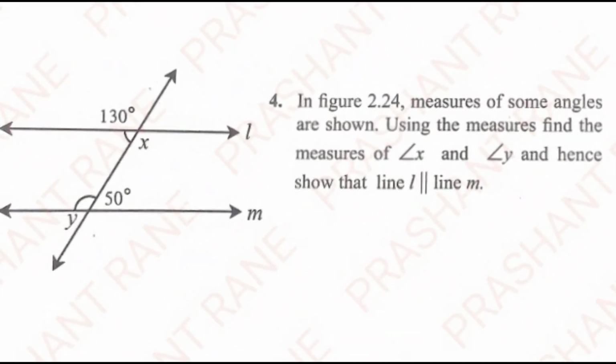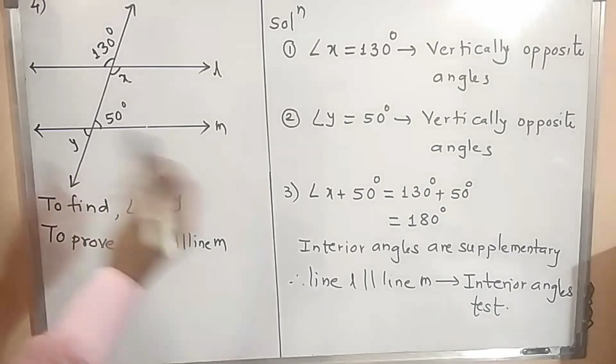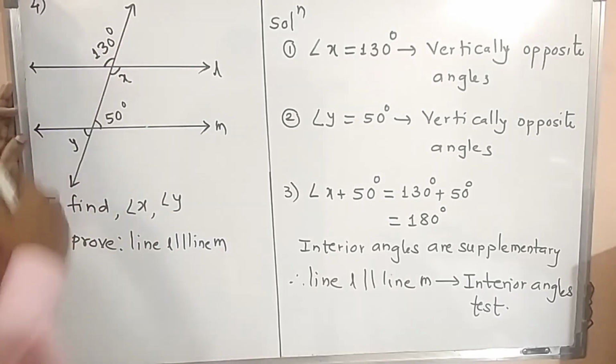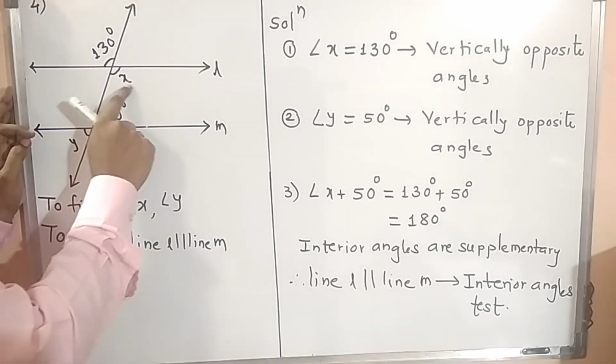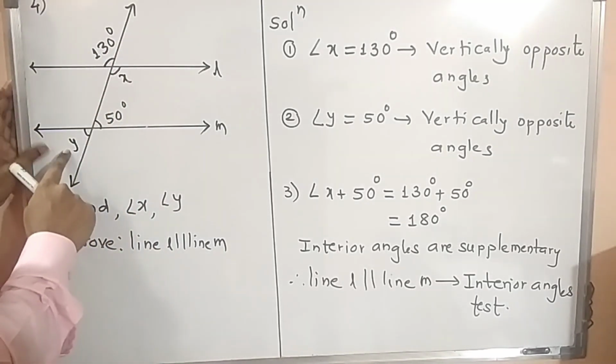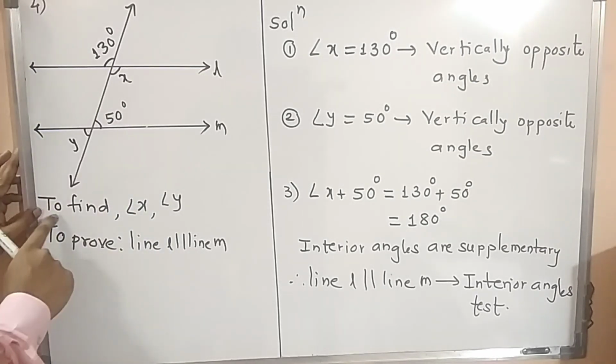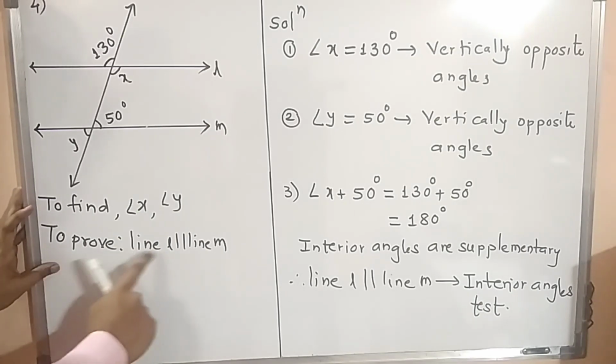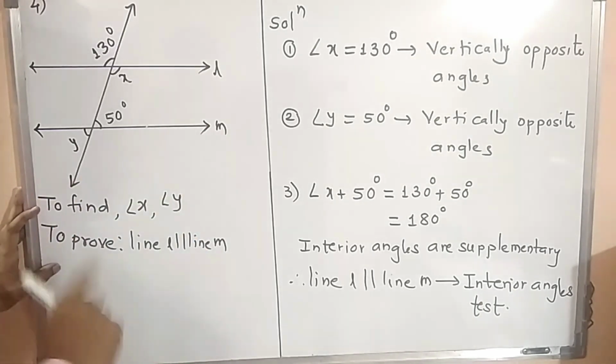Question number 4. In a figure, measures of some angles are shown. Using the measures, find the measure of angle X and angle Y, and hence show that line L is parallel to line M. Here in the figure, this is line L, this is line M, this one is the transversal, this angle is given as X, this one is 130, this is Y and this one is 50. You are asked to find angle X, angle Y, and I have to prove line L is parallel to line M.